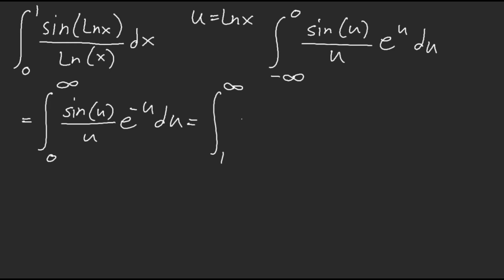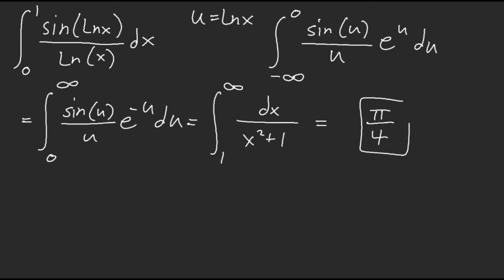So from 1 to infinity, we have the Laplace of sine of u, which I'm just going to turn back to dx. The Laplace of sine is 1 over x squared plus 1. And now this is simply inverse tangent, pi over 2 minus pi over 4. The answer is simply pi over 4. Okay? Again, very fast. Why use the Feynman technique? I mean, it's a beautiful technique, I guess, but it's just a lot quicker to use Laplace.